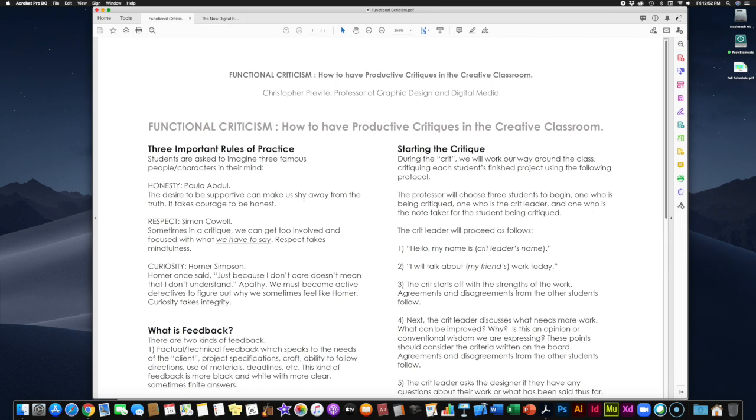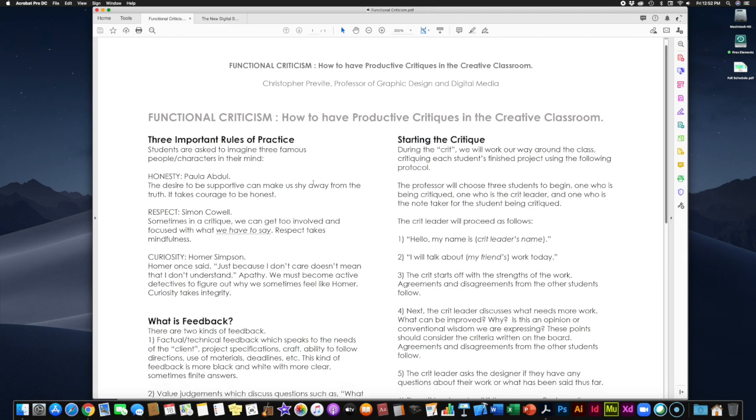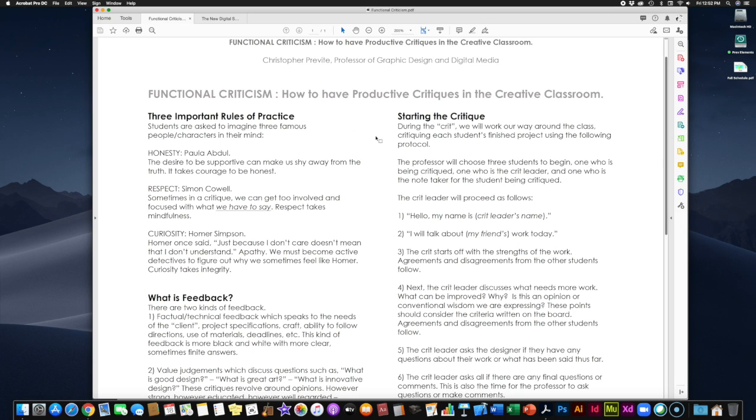And so it starts here with functional criticism. So I want you to read through this handout, but basically the main part about functional criticism is that it's a style of critique that is used in design, in visual design, in educational systems like we have here. And I've been using this in my classes for a bunch of years, and it's just a system that I like.